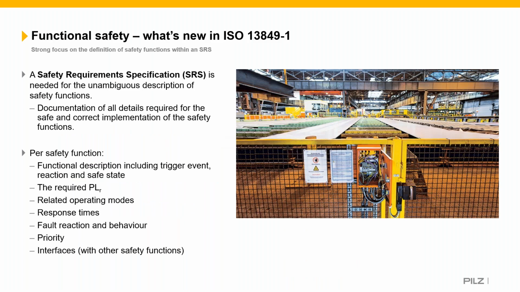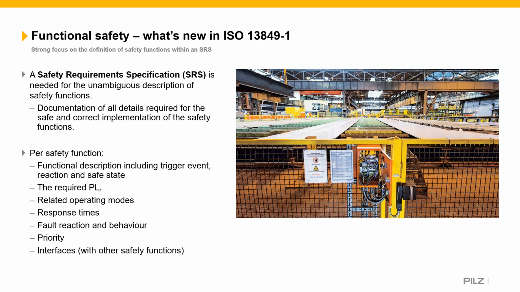There's been a strong focus on the definition of safety functions within a safety requirement specification, and there is now a higher onus on what you put into your safety requirement specification. And this is something we often see missed or not done very well, in my experience, when we're looking at systems with people. So from now on, under 13849:2023, for each safety function, you are required to describe the function, and that includes any trigger events, what its reactions are, and what the safe state is.